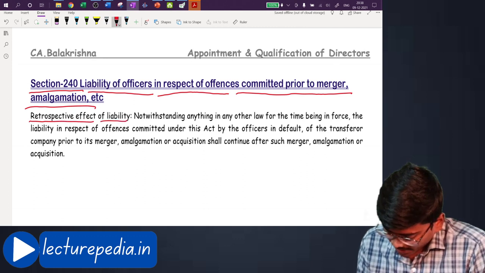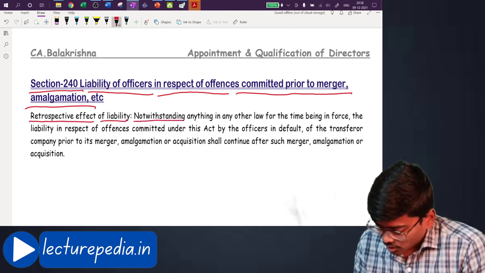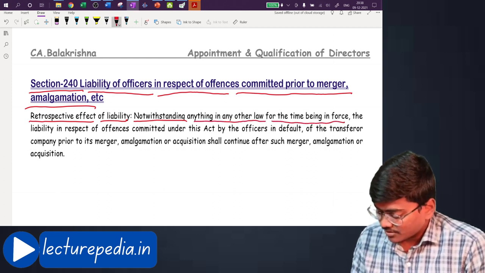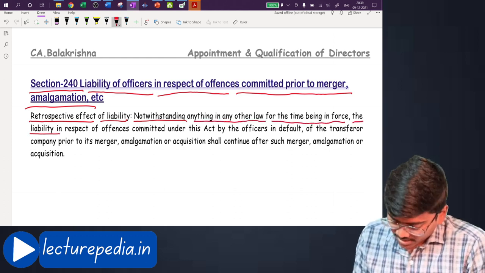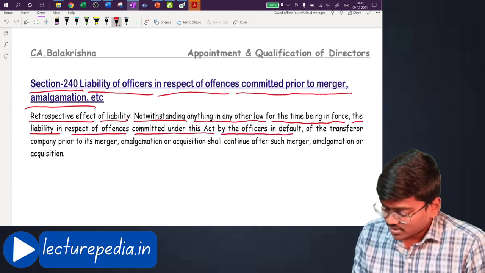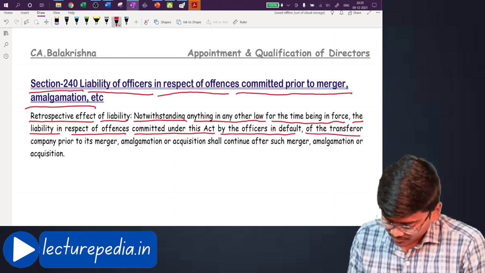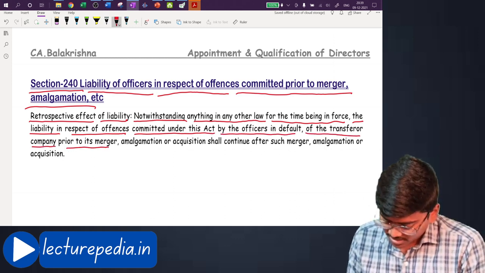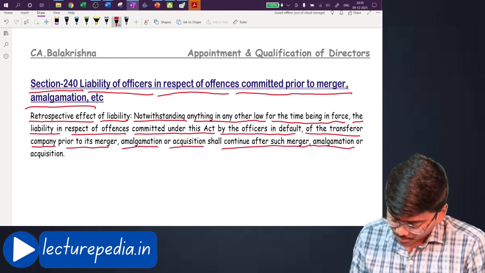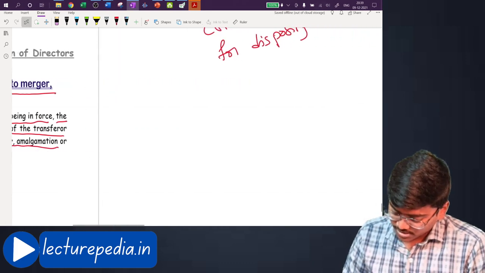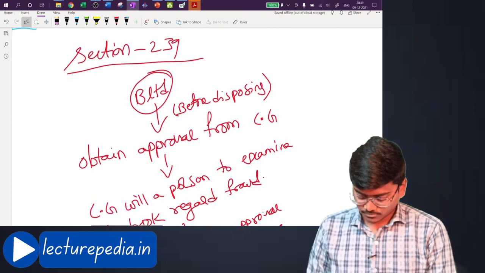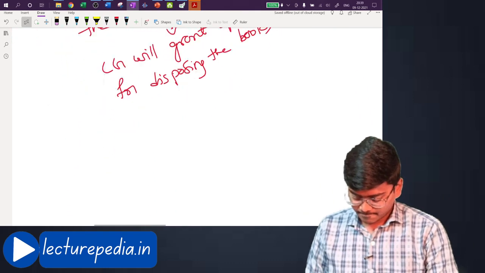Retrospective effect of liability. Okay, notwithstanding anything in any other law for the time being in force, the liability in respect of offences committed under this act by the officers in default of the transferor company prior to its merger, amalgamation or acquisition shall continue after such merger, amalgamation or acquisition. Basically what it says is that, see, section 240.